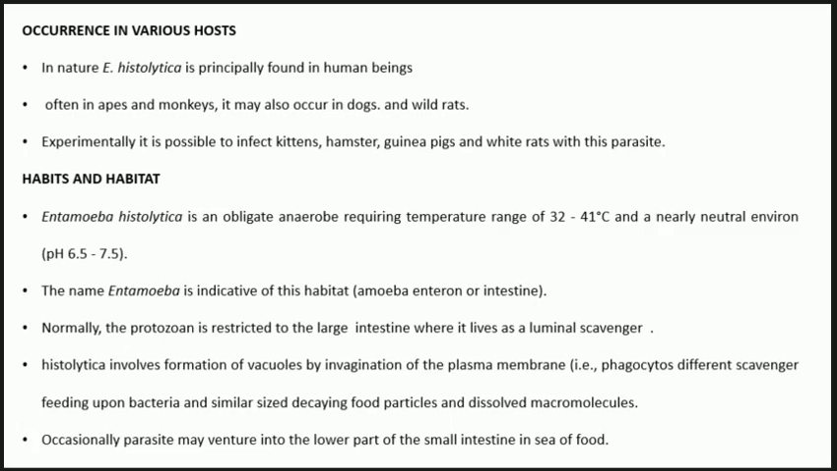So it involves formation of vacuoles by invagination of the plasma membrane. And it feeds upon what? It feeds upon bacteria and similar size decaying food particles and dissolved macromolecules. Within our intestine we have food material, semi-digested food particles and macromolecules. All these things can be taken up by the Entamoeba. This is the amoebic one.